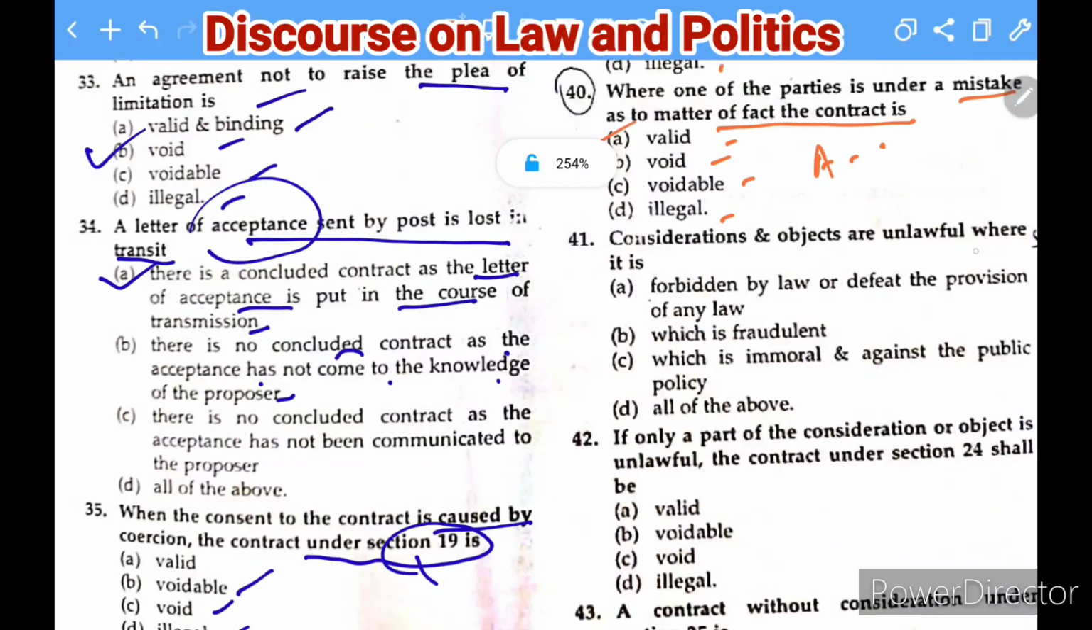Consideration and objects are unlawful where it is forbidden by law, or defeats the provision of any law, or is fraudulent, or is immoral, or is against public policy, or all of the above. If you go through the options, you will find that all the options are correct, that in all these cases the consideration is going to be unlawful. So the right answer here is D.